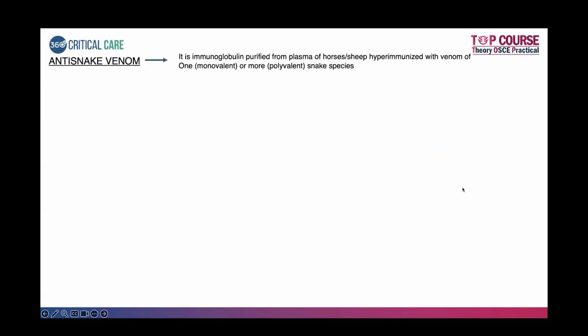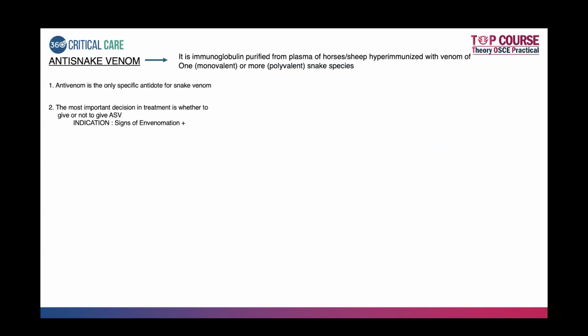So coming to ASV, it is an immunoglobulin purified from plasma of horses and sheep, hyperimmunized with venom of one, that is monovalent, or more, which is polyvalent, snake species. Antivenom is the only specific antidote for snake venom. The most important decision is to give or not to give. So the indication is if you have signs of snake envenomation, then you need to give it. 1 ml of ASV neutralizes 0.6 milligram of cobra and Russell's viper, and 0.45 milligram of great and saw-scaled viper.